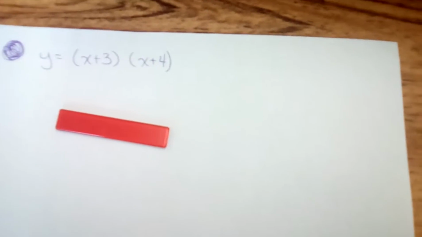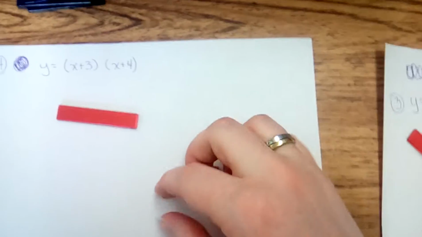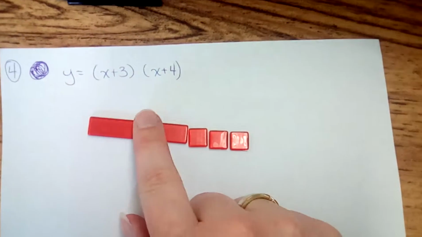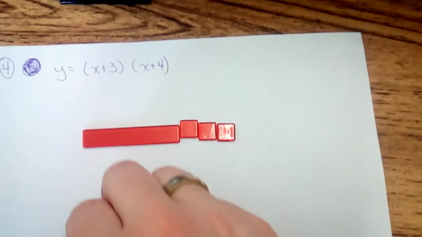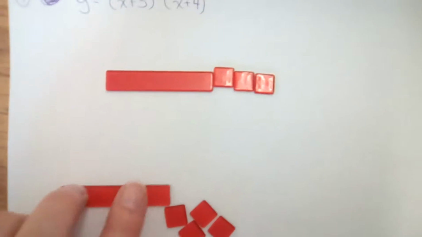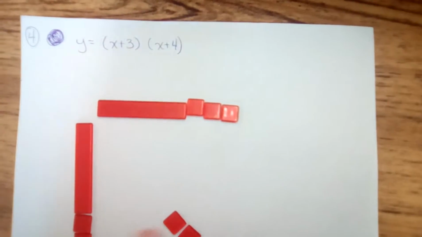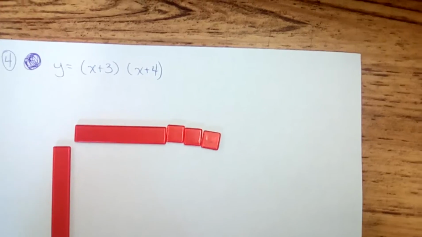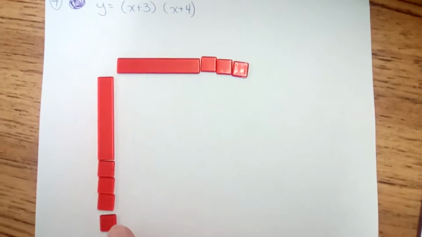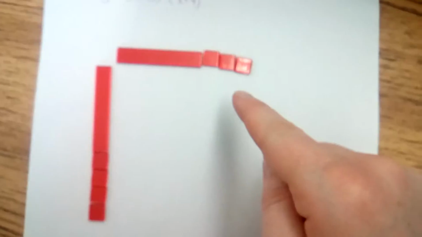X plus 3 looks like this, and you line up all your pieces, and you're going to multiply it by x plus 4. So I need x, and I need 4 ones, and then I'm going to arrange them along the side like this. So we have x plus 3 times x plus 4. Now you just have to fill it in. You have to make a rectangle in this space that fills it in.